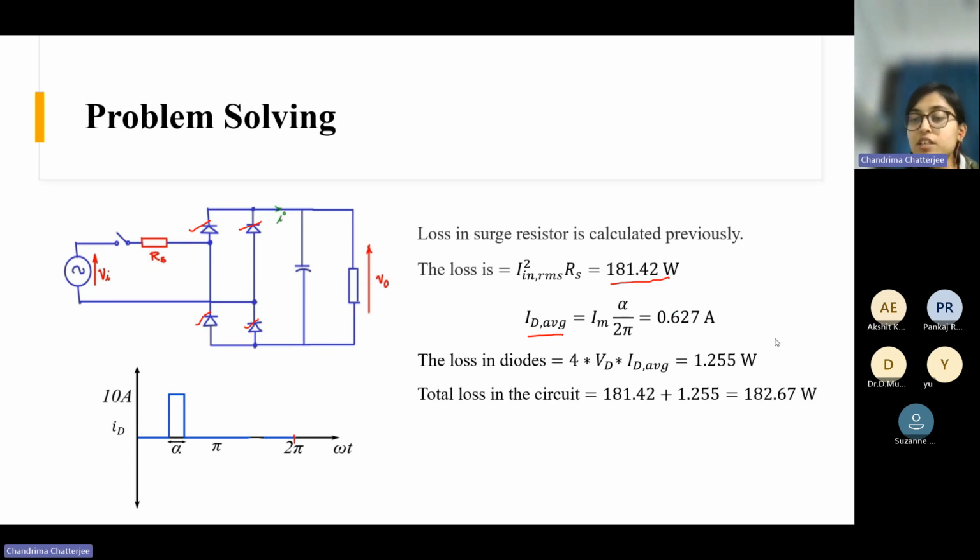They have mentioned the forward voltage drop as 0.5 volt. So 4 times, because there are 4 diodes, 4 times VD times ID average comes out to be 1.25 watt. The total loss in the circuit is the summation of this loss and this loss, which is 182 watt.